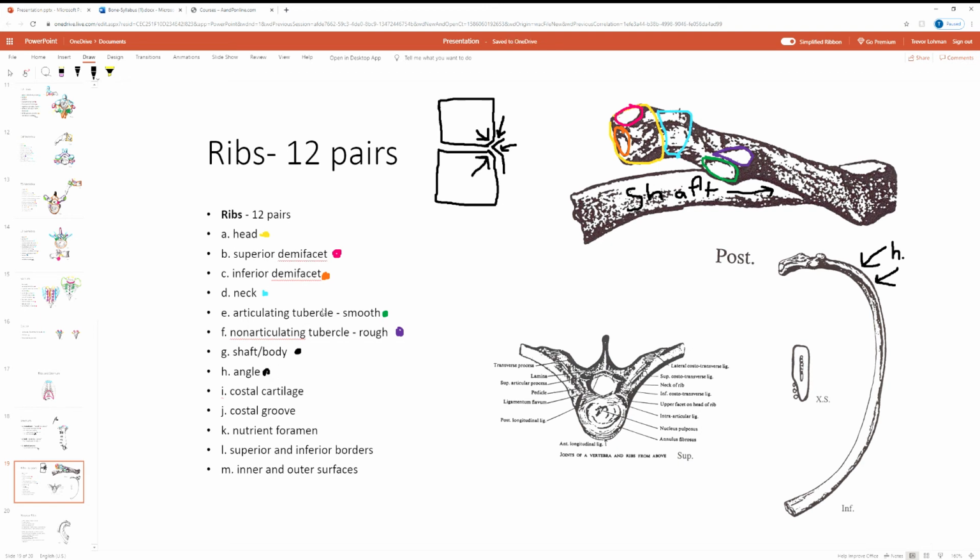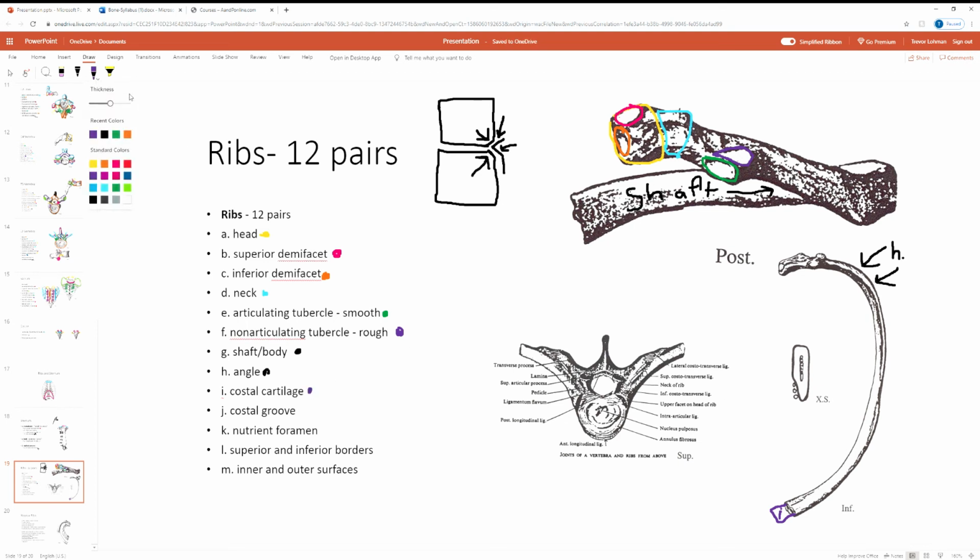Costal cartilage, there's going to be cartilage. Some of the bones in lab actually still have them attached, but there's going to be a little piece of cartilage right there. I put an I there. That's not a bony structure, that's some cartilage that the rib uses to attach to the sternum.